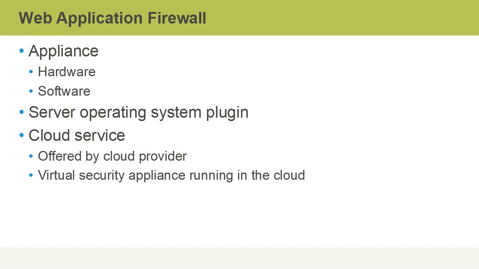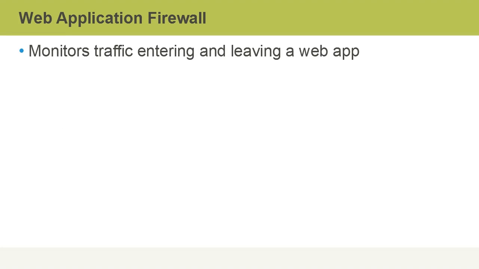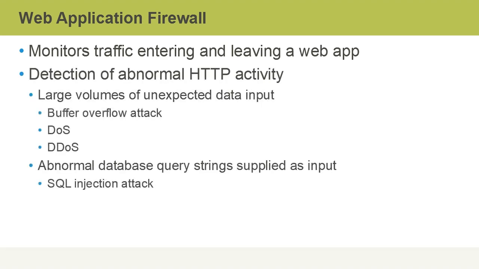Web application firewalls are normally configured and monitored through an HTTPS connection. The web application firewall can also do many other things, like monitoring traffic entering and leaving a specific web app. And so it can detect abnormal HTTP activity. It sort of has intrusion detection capabilities built in. So it might look for abnormal activity such as large volumes of unexpected data input to a web application.